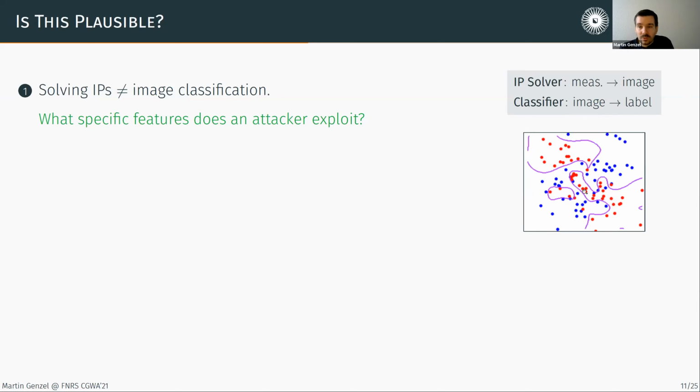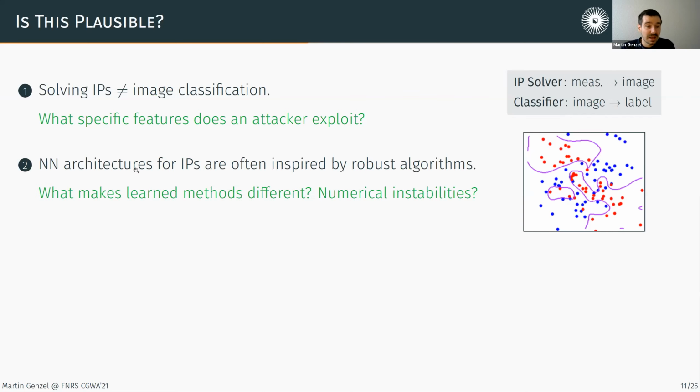And on the other hand, for inverse problems, at least for us, it was not clear what an attacker would exploit, right? So what makes these methods unstable? The other thing is that, as you will also see in a few minutes, many new network architectures for inverse problems are inspired by classical model-based algorithms, which are often provably robust. So the question is, what makes the learned methods different from the classical model-based methods? So are there some numerical instabilities?